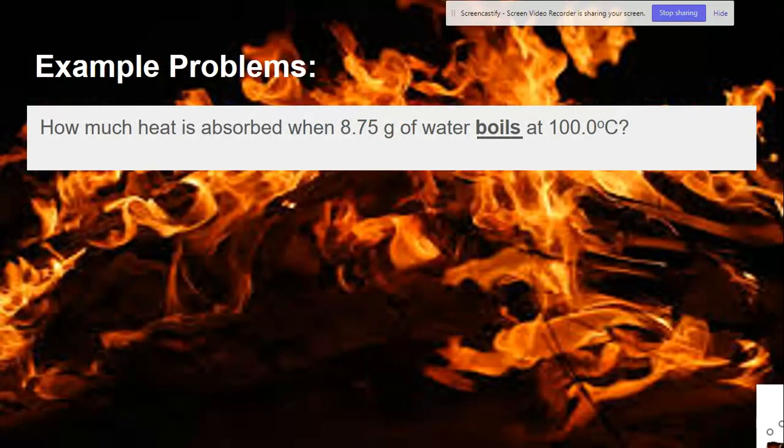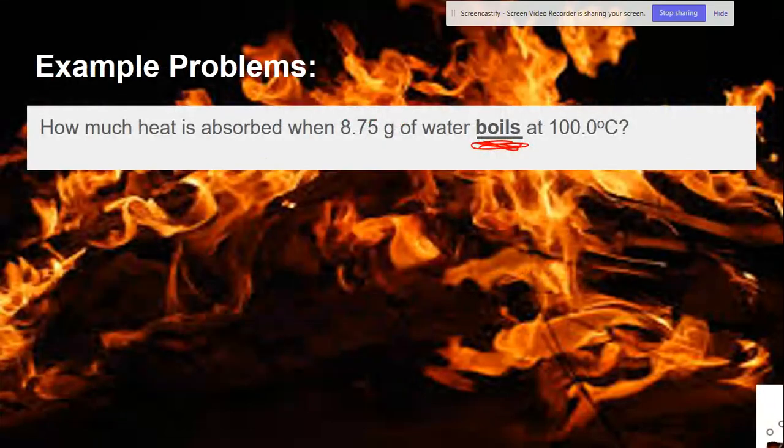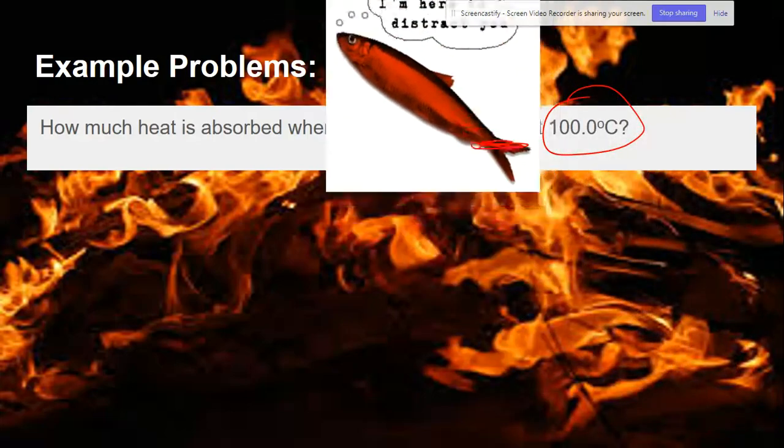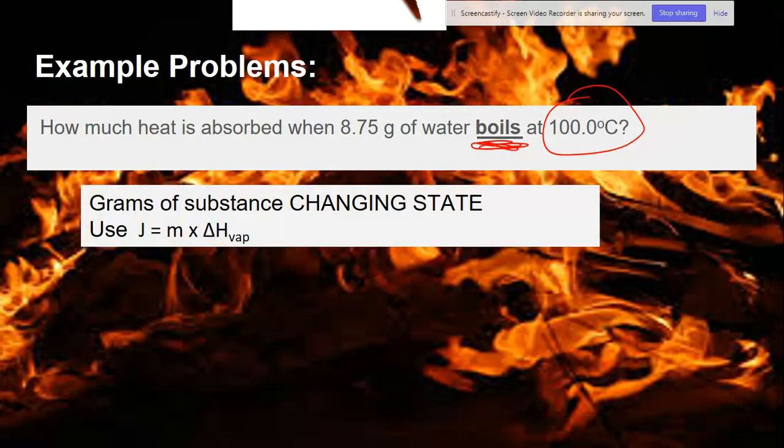So here is a question: how much heat is absorbed when 8.75 grams of water boils at 100 degrees? So boils is the key word here. That's a change in state. So we're going to have to use one of these things because it's changing state. It's at a flat part. There is no change in temperature. The fact that a temperature is listed is a red herring, right? That's just trying to get your attention away from the fact that you're supposed to use the equation where you multiply one of those delta H's by just the mass.